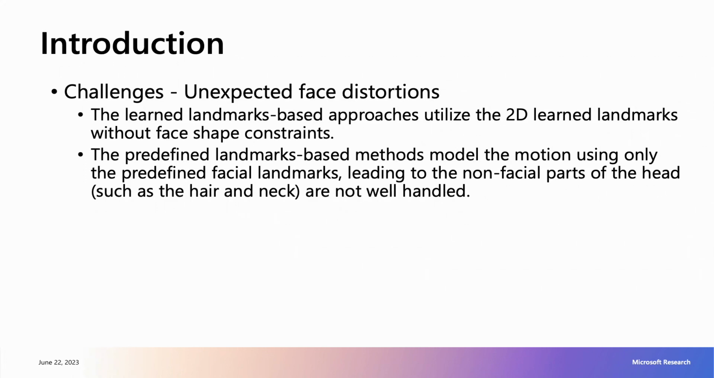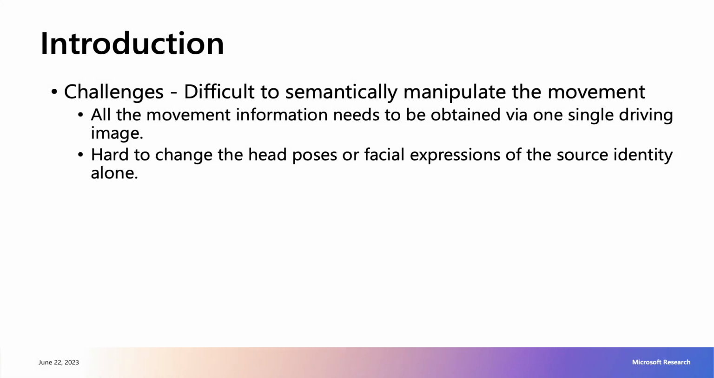For the unexpected face distortions, the learned landmarks-based approaches utilize only the 2D learned landmarks without face shape constraints, and produce frontalization results with apparent face distortions. The predefined landmarks-based methods model the motion only based on the predefined facial landmarks, leading to the non-facial parts of the head not being well handled. All the movement information needs to be obtained via one single driving image. It is rare and difficult to decouple and manipulate the motion information when generating the new image.